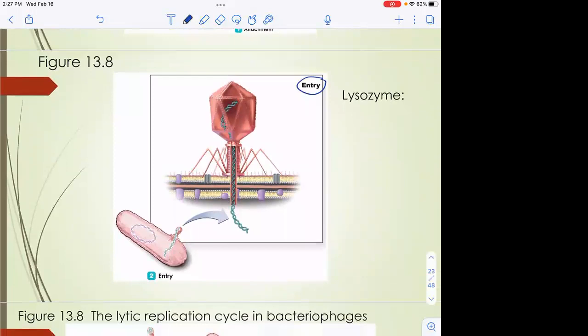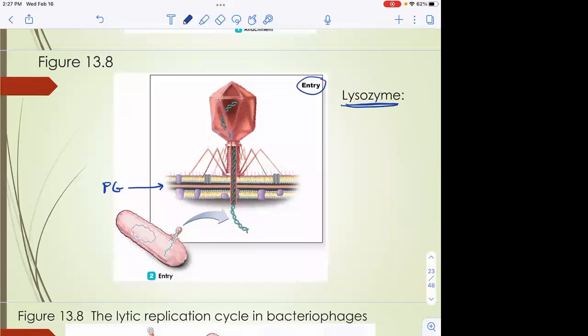It's not actually that easy, because remember, even E. coli has at least a thin layer of peptidoglycan. So remember, that's pretty rigid. And usually bacteriophage needs a little help to insert its DNA through that peptidoglycan. So it will carry some lysozyme. Okay, it's a protein.